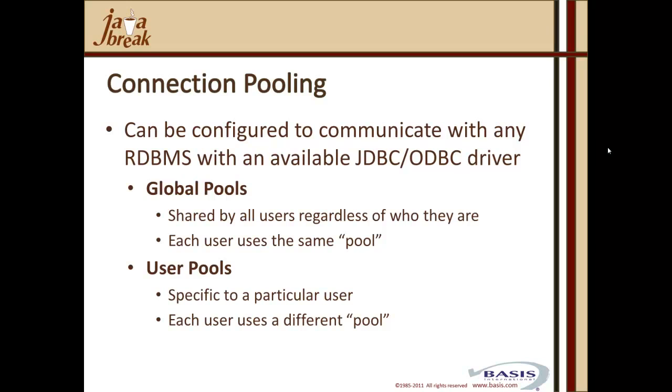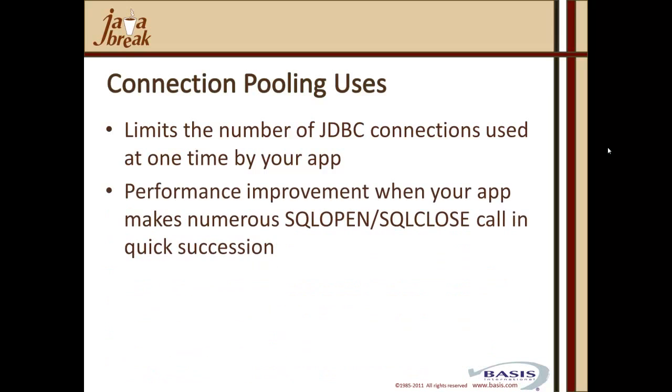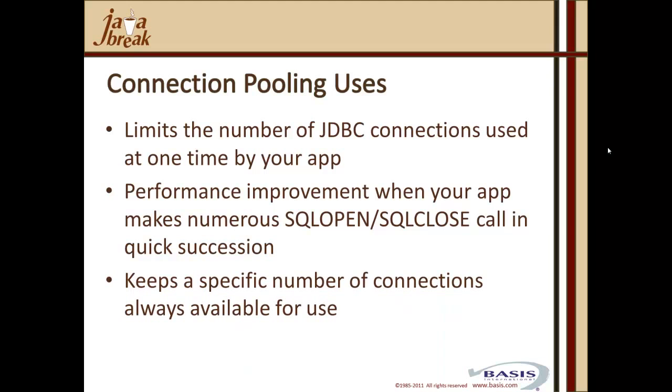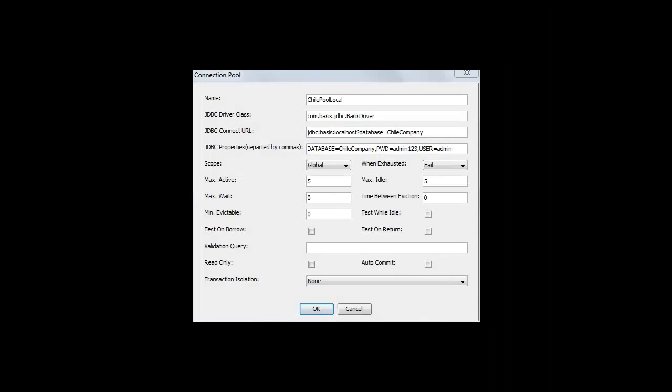There are a couple of options: global pools shared by all users and user pools specific to a particular user. So the use cases would be to limit the number of JDBC connections used at any one time by your application, and you get a performance improvement when your application makes numerous SQL open, SQL close calls in quick succession to that third-party database. It'll keep a specific number of connections always available for use. So let's have a look at that in action.